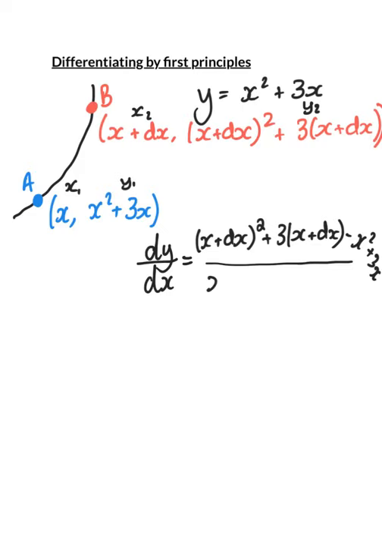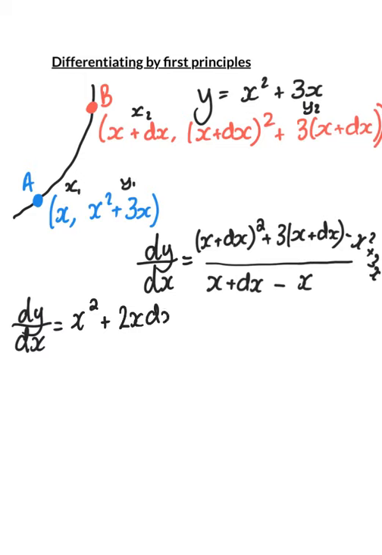So I'm going to divide that by x plus dx, y2 coordinate minus my y1 coordinate, which is just x. And I'm going to simplify that out and expand my brackets. So when I do that, I've got dy by dx equals, so my first bracket I'm going to expand is here. Okay, so I'm going to square that bracket. When I square that bracket, I'm going to get x squared plus 2 lots of x dx, because I'm multiplying that by x, and then I'm going to also do it when I'm multiplying the second bracket, plus dx squared.